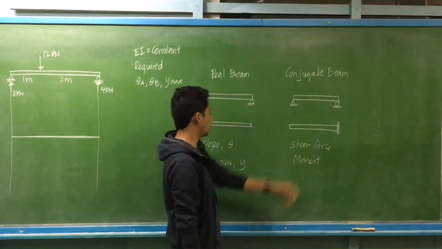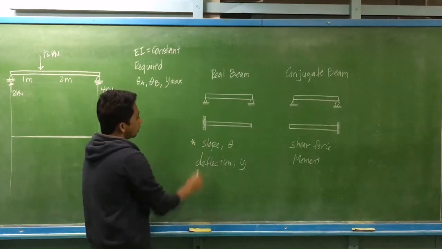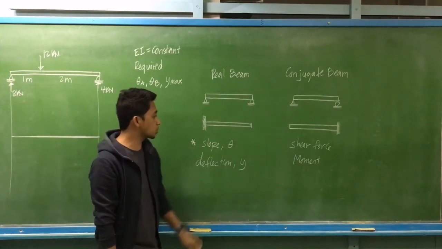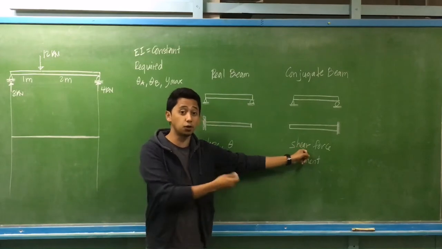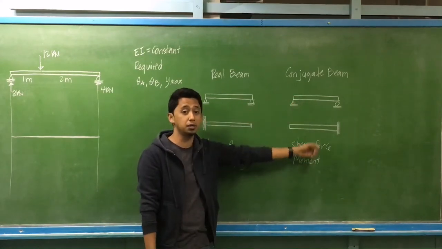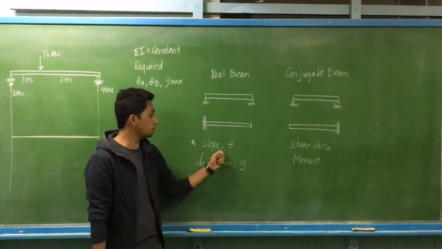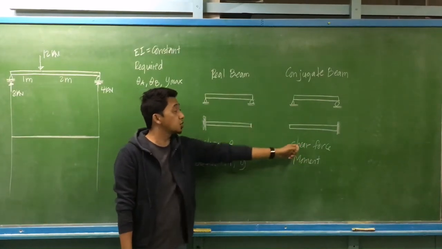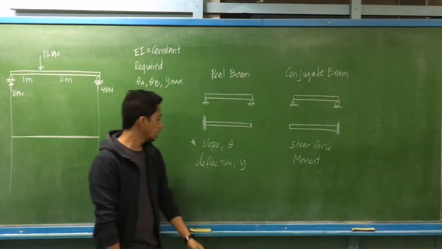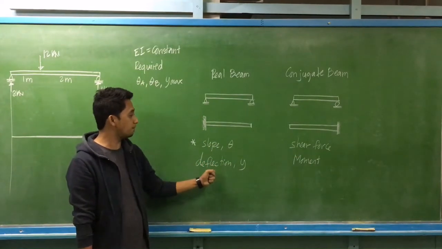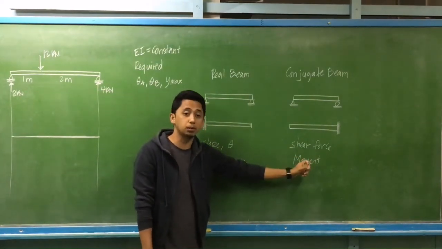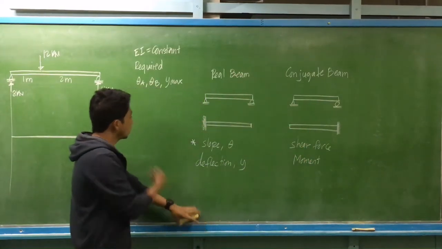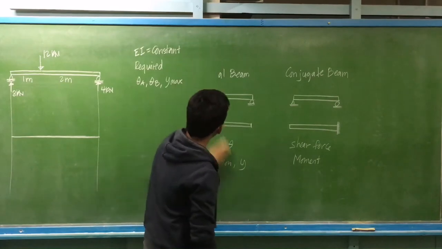And then when it comes to the slope, how do we compute the slope of a real beam at a given point? All you have to do is compute the shear force of the conjugate beam at that point. So take note, slope is equivalent to shear force. The slope on the real beam is the shear force on the conjugate beam. Then how to compute deflection? Deflection is equal to the moment on the conjugate beam. So these are some of the equivalents. Let's have one example.